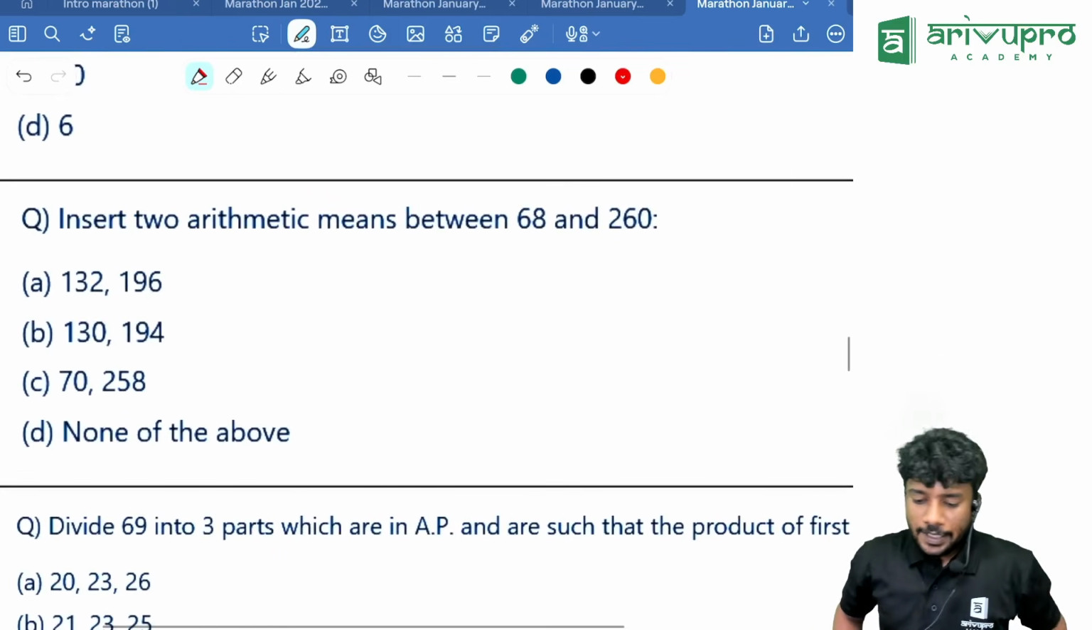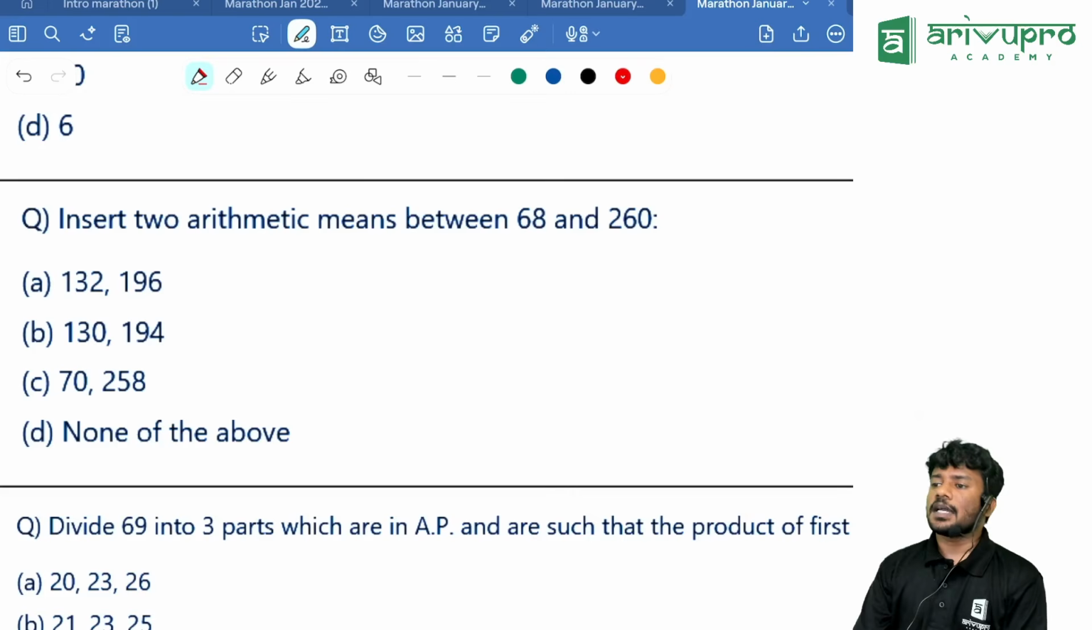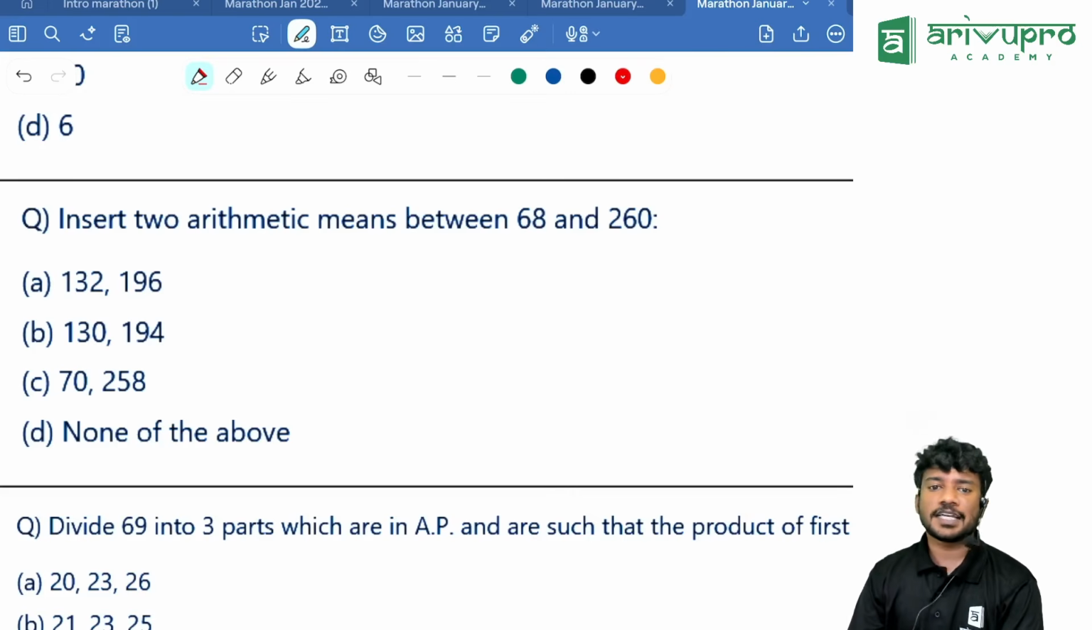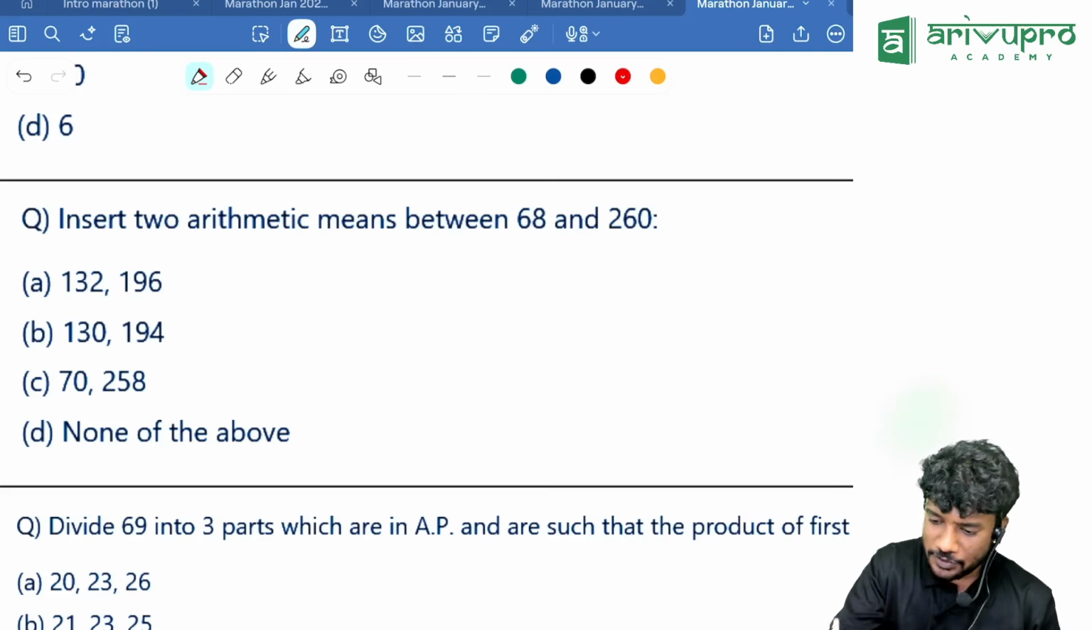Solve this. Insert two arithmetic means between 68 and 260. How will you do this? You will go to the options and check whether the common difference is there or not. If the common difference is there, they are correct. Otherwise, your answer is wrong. Take the first option.